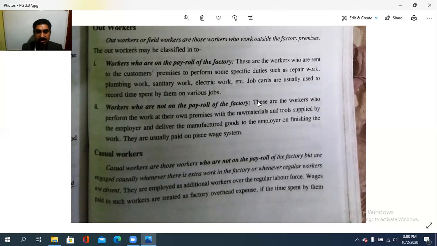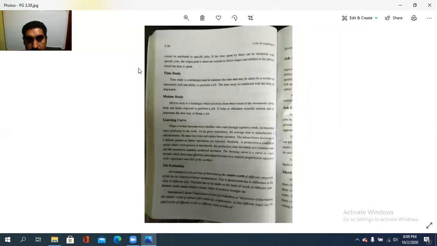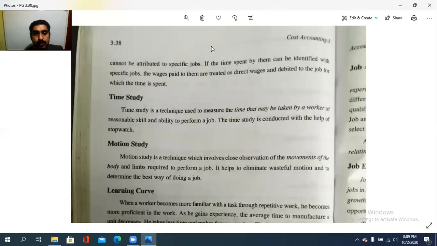Wages paid to such workers are treated as factory overhead because they are not the direct employee. They are not directly proportional or directly put it as which expense? Production expense. Production expense is the expense that is directly incurred. Direct material, direct labor, direct expenses that you already studied in the first module. So, wages paid to such workers are treated as factory overhead expense if the time spent by them cannot be attributed to specific jobs.